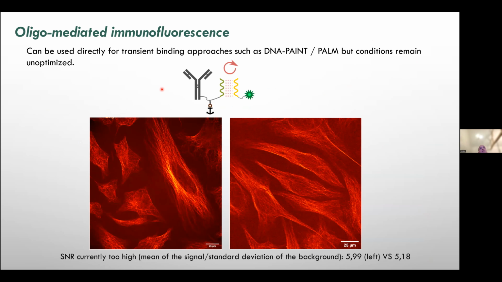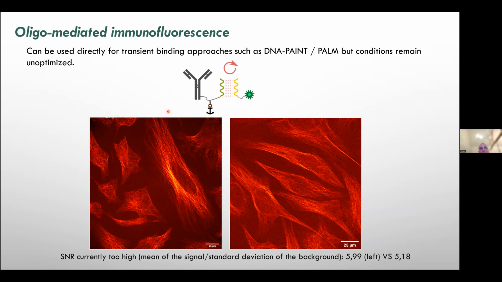Can you build on these things for super resolution methods such as DNA-PAINT? Yes, you can, but it's not optimized yet. So what you see here is you take an antibody which has a short oligonucleotide appended to it, and then you have another short oligonucleotide as a docking sequence coming in, but the binding is transient. And because this binding is transient, the dye will only be at the location of the oligonucleotide for a limited time, but by accumulating this signal for a longer period, you will get super resolution imaging.